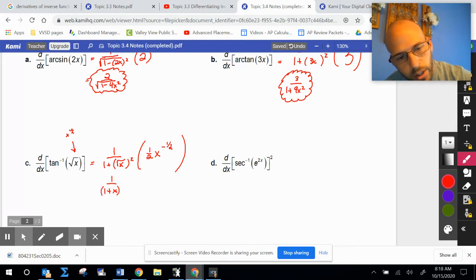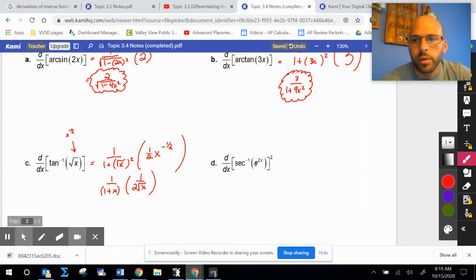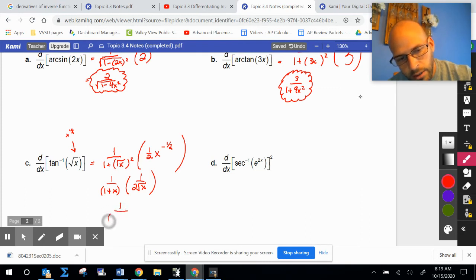So I'm going to have a 1 over 1 plus x, right? Because square root of x squared is just x, times a 1 over 2 square root of x, because the negative exponent would bring it to the bottom. And if I make that look a little nicer, I'm going to have a 1 plus x times a 2 root x, all on the bottom. This would be my derivative. Okay?